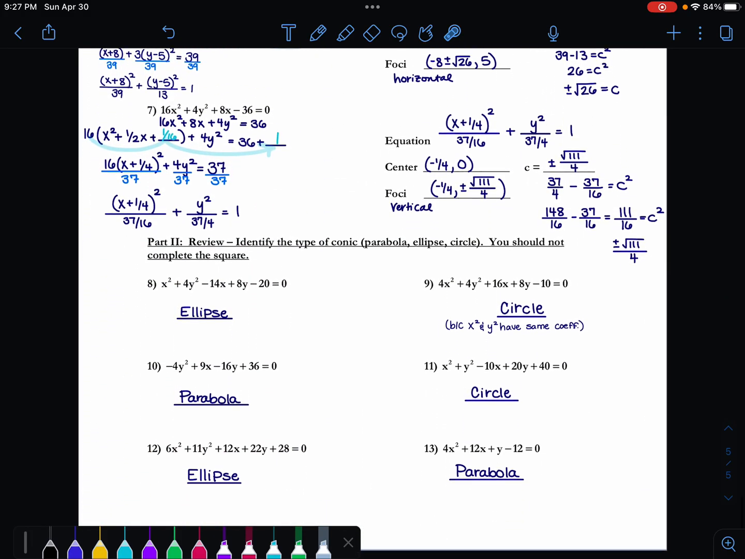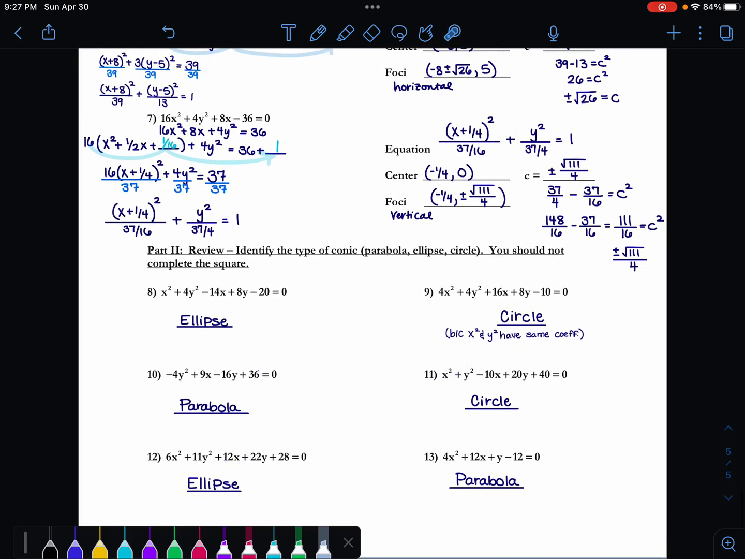All right, so I hope that makes sense. This is more of the same. Again, when the squared terms have the same coefficient, that's a circle. When the squared terms have different coefficients, that's an ellipse. And when there's only one square term, those are parabolas. And you can determine if they're horizontal or vertical from there.